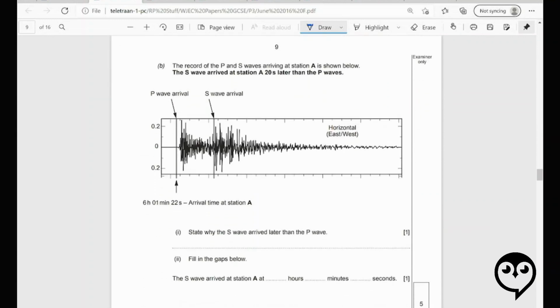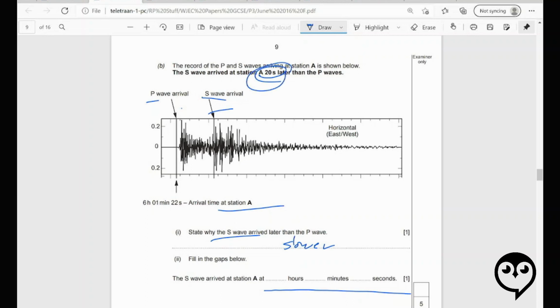And then the record of, okay, so this is station A, and you know that the S waves come after the P waves. Their secondary waves come after the primary waves, 20 seconds later. State why the S wave arrived later. They are slower. They travel slower. Fill in the gaps. The S wave arrived at station A. Oh, and then they want you to do that calculation.